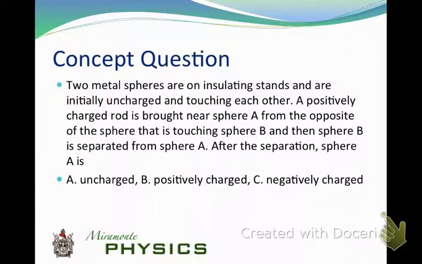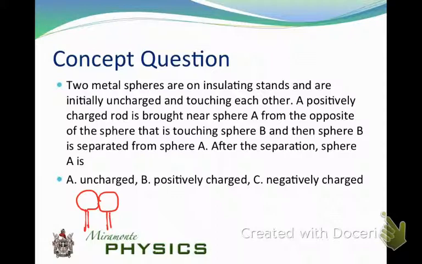Two metal spheres are on insulating stands, are initially uncharged and touching each other. A positively charged rod is brought near sphere A from the opposite side of the sphere that is touching sphere B, and then sphere B is separated from sphere A. After separation, sphere A is uncharged, positively or negatively charged? Sketch a diagram, figure it out.